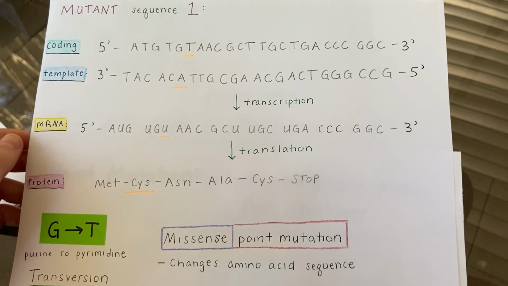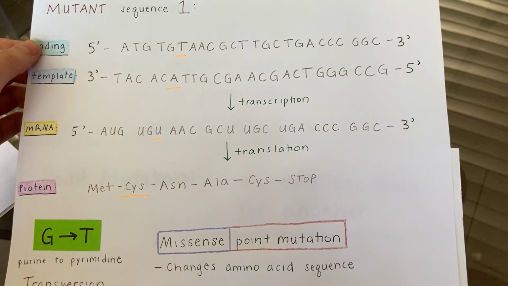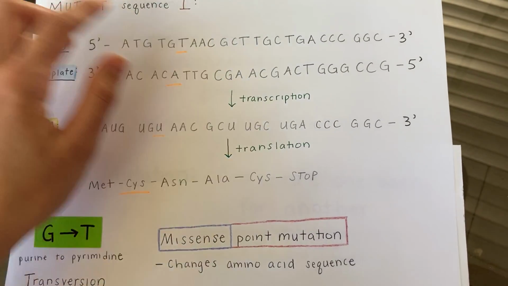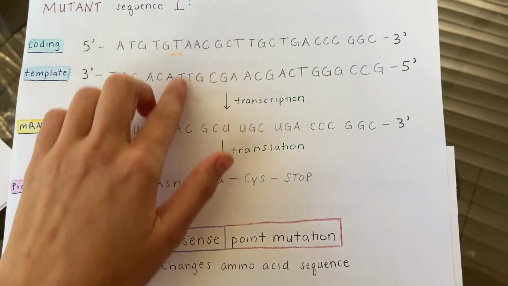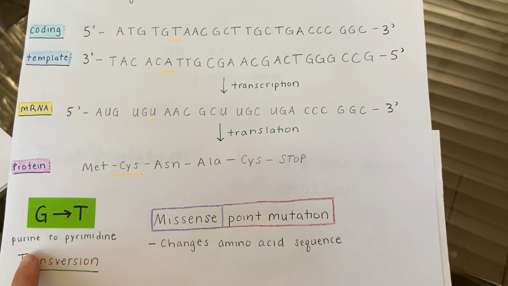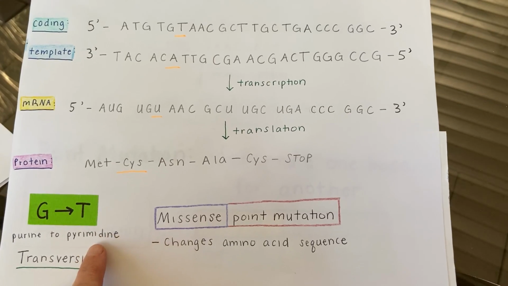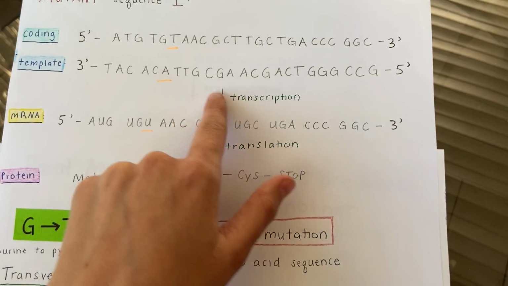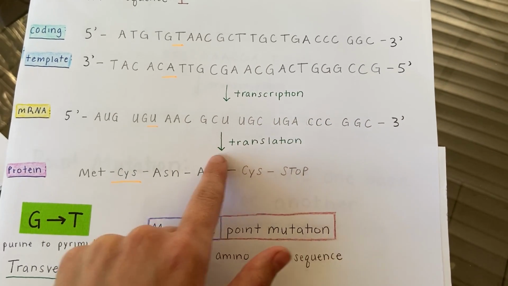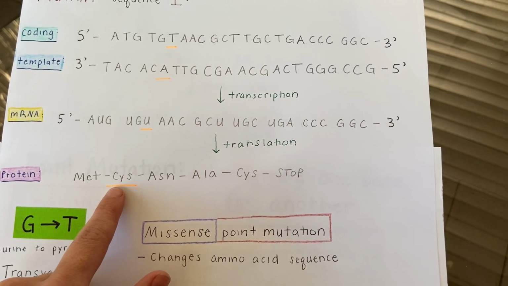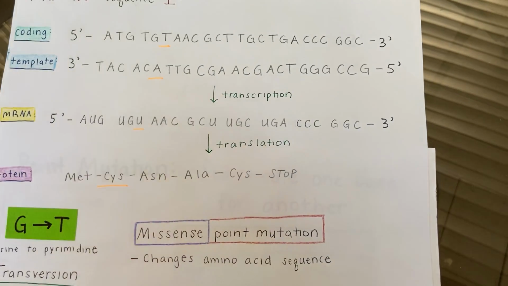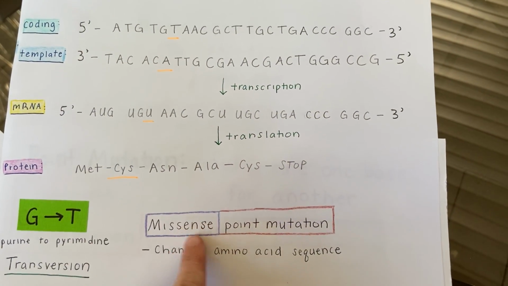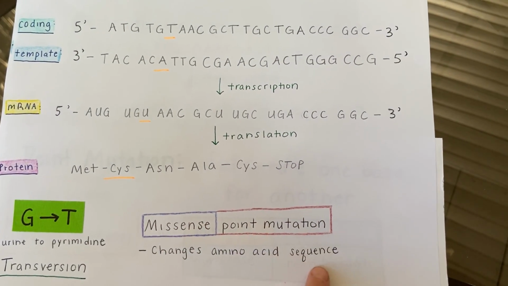So in our mutant sequence 1, we have our coding strand up here, and we can see that we have had a G for a T. That G is a purine, and the T is a pyrimidine, therefore this is a transversion. After transcription and translation has taken place, we can see that we've had a change of tryptophan to cysteine. This is known as missense because we've had a change in amino acid sequence.